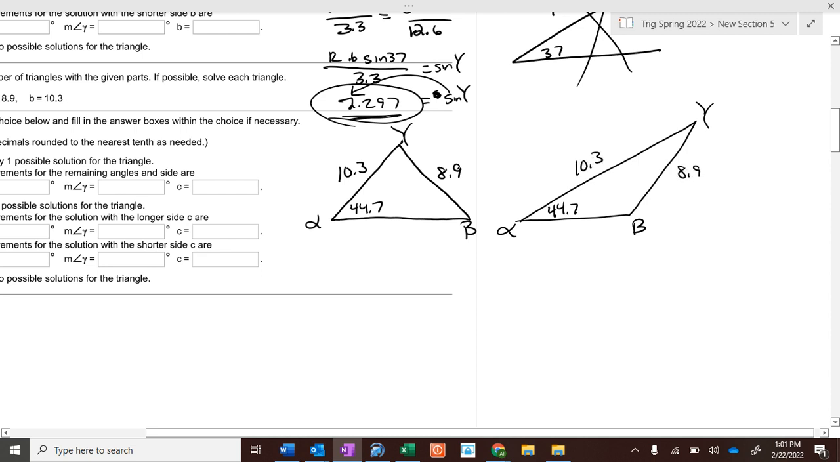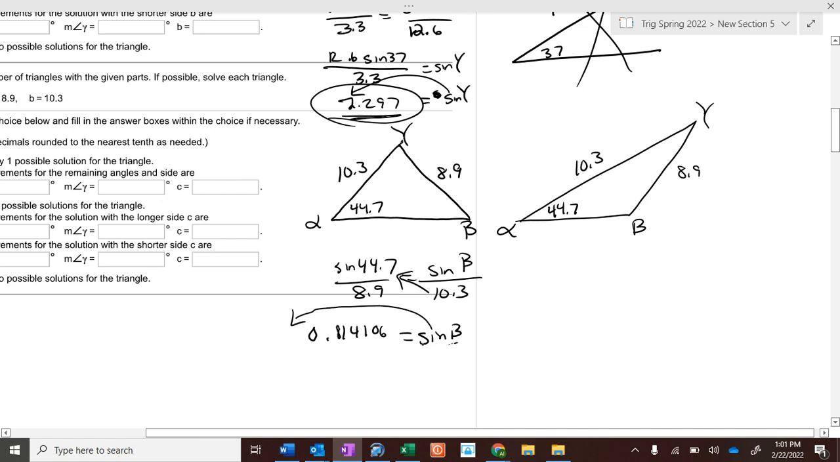Okay, so law of sines for this one. Sine of 44.7 over 8.9 equals the sine of beta over 10.3. Do opposites. So you take 10.3 times the sine of 44.7, press equals, divided by 8.9, press equals. What's the sine of B equal to? Whatever. It's a number. Okay, somewhere around there. Now on your calculator, that's what the sine of B equals.